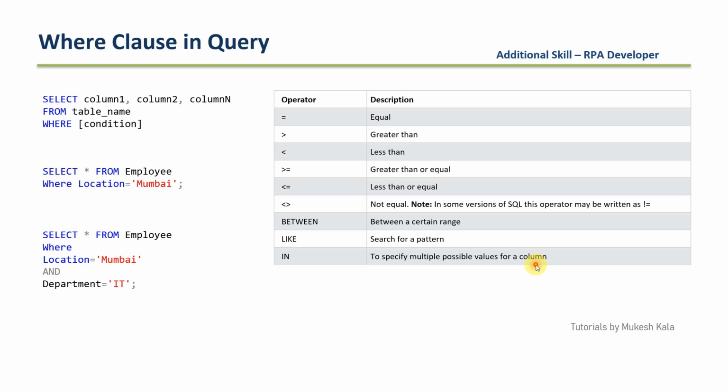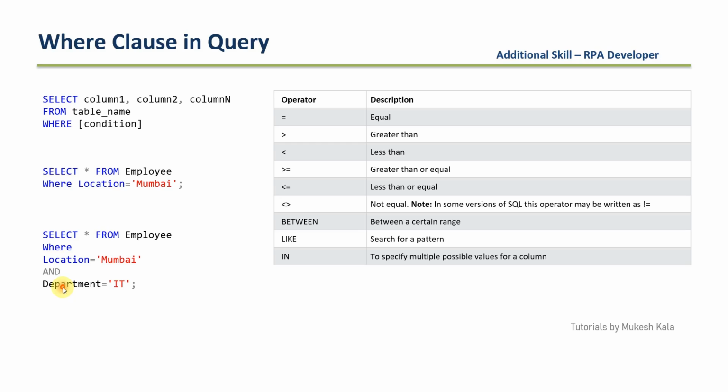So I simply want to check where the salary is greater than $5,000. So I simply go here: select star from employee where location is Mumbai and salary greater than $5,000. You can actually use the logical operators also with the where clause, such as this one. Get all the employee details where location is Mumbai and the department is IT.